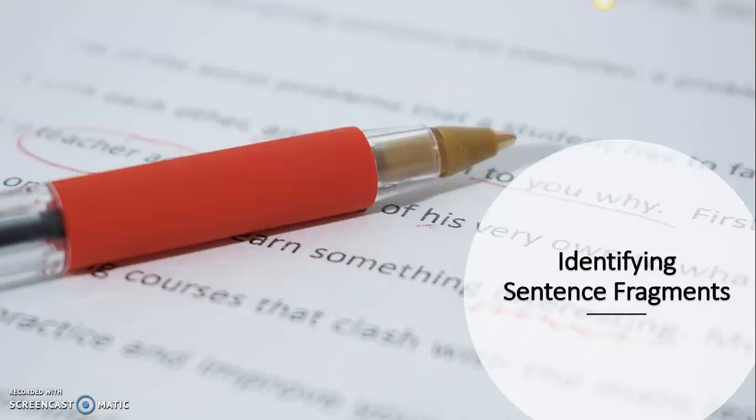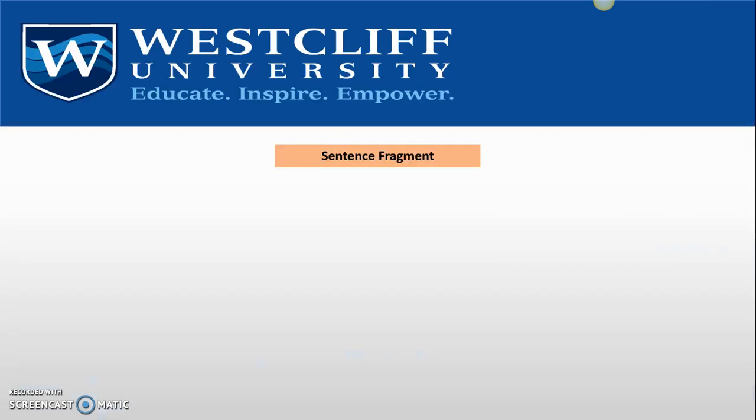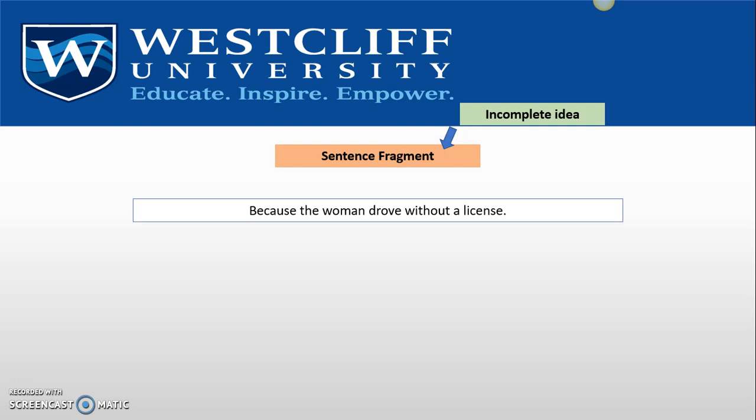This tutorial will focus on how to identify sentence fragments in your writing. Now, before we begin, in your own words, can you define what a sentence fragment is? In very basic terms, a sentence fragment is an incomplete idea. So it's an idea that cannot stand as its own sentence. It needs something more. Let's take a look at a few examples.